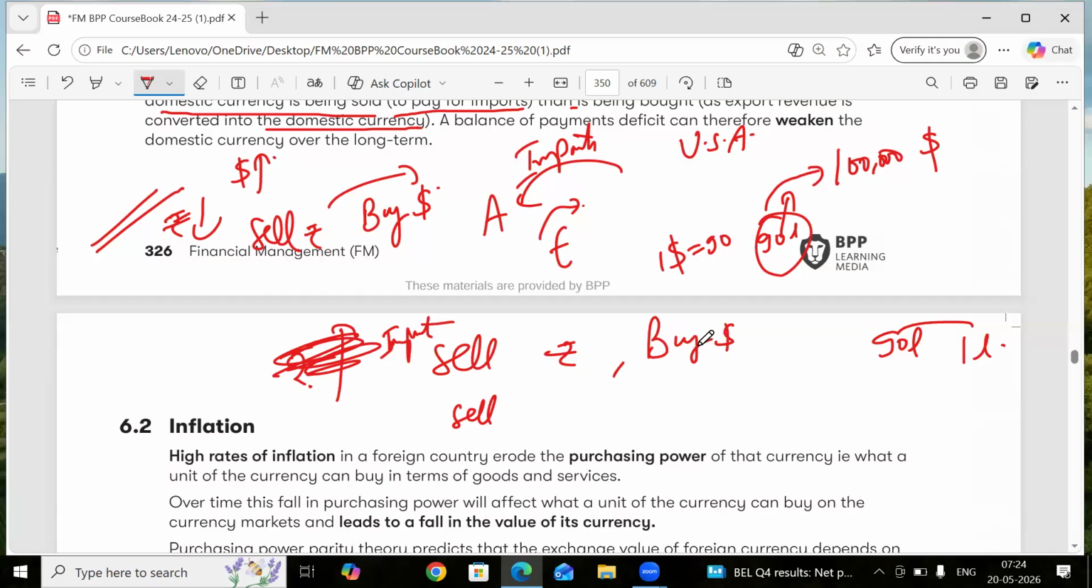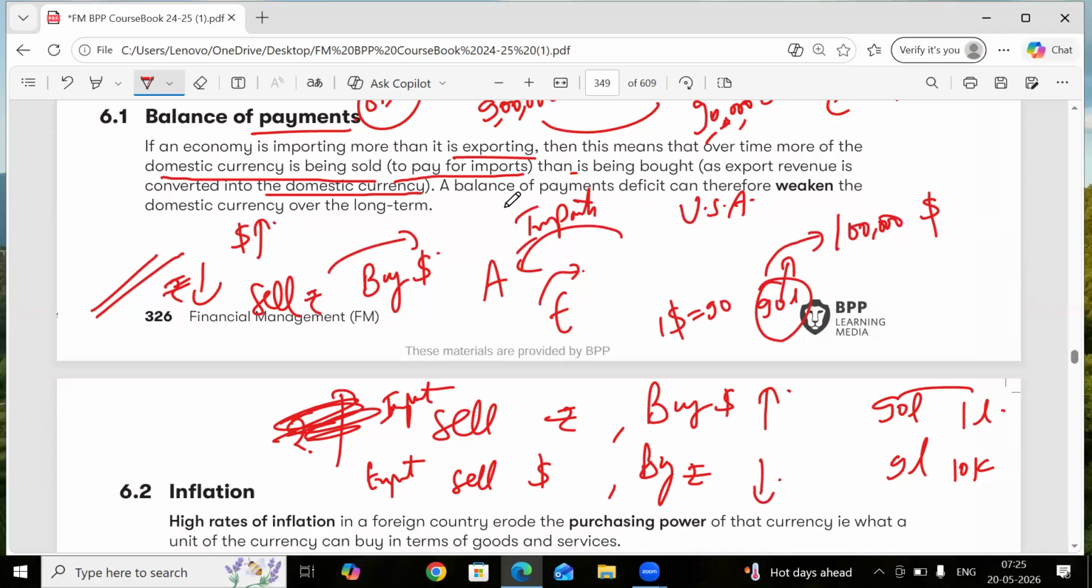For import, you need to buy dollars. For export, sell dollars, buy rupees. But you're only selling $10,000 and buying rupees. So how many rupees are you getting? 9 lakhs for $10,000. So here you see the demand for dollar is very high. It makes the dollar go high. Dollar is strong. And here you're selling very few dollars and buying rupees. The demand for rupees is very less. So rupee weakens.